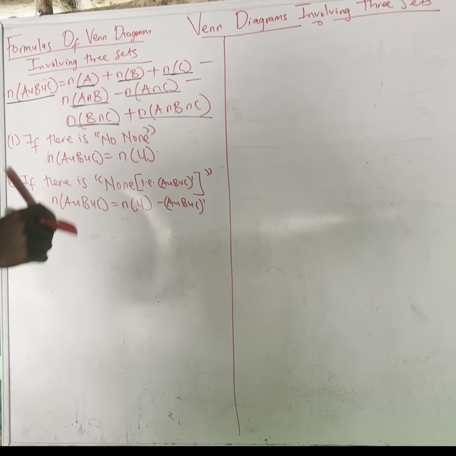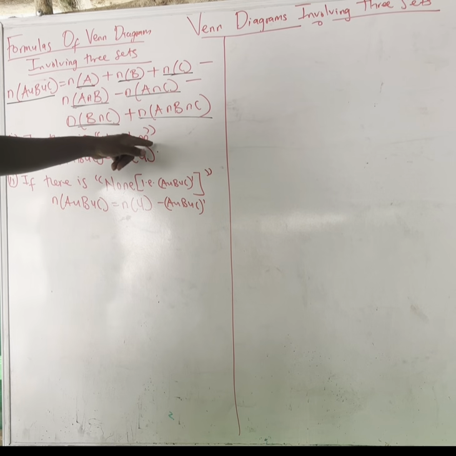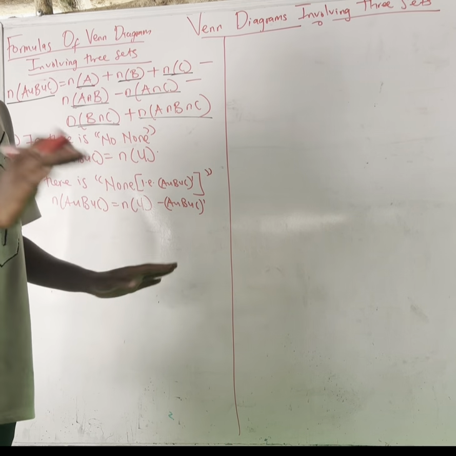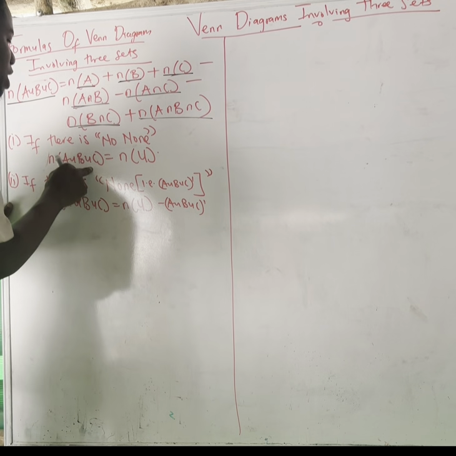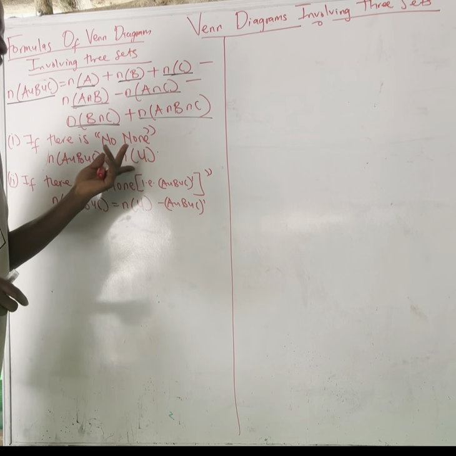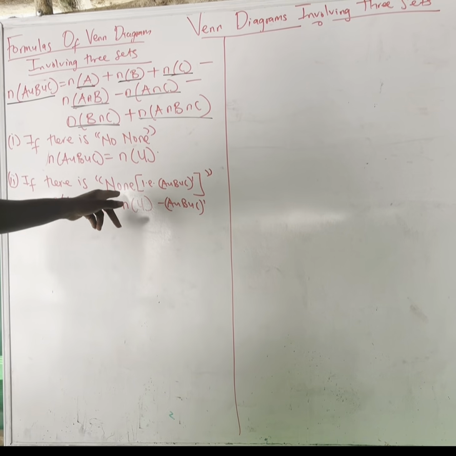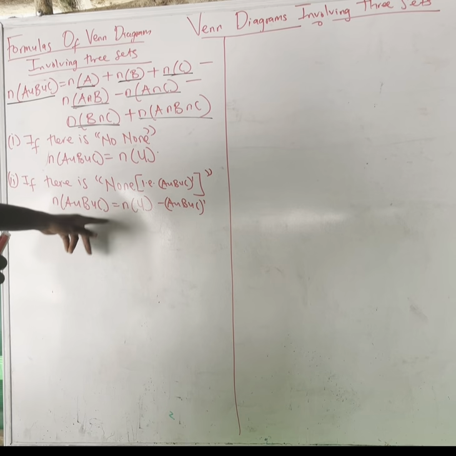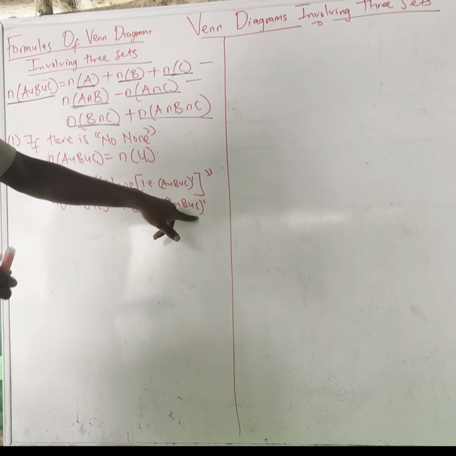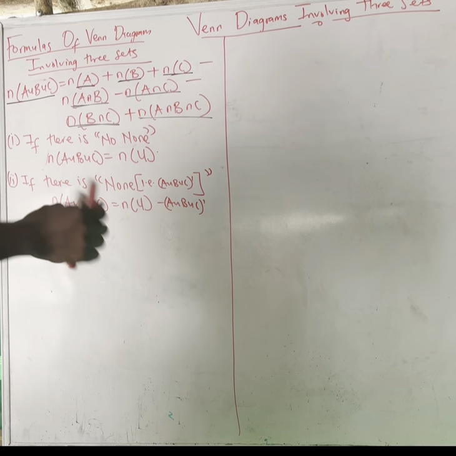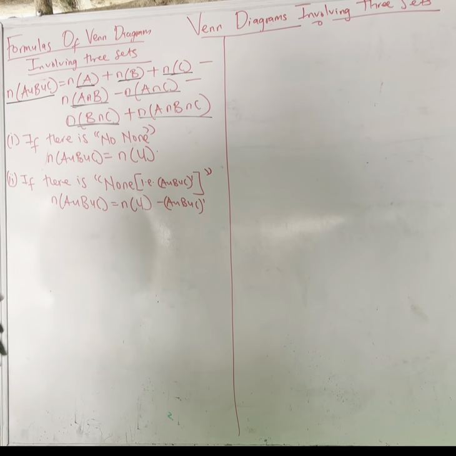The next thing you have to understand is that if there is no none, that is to say, if nothing lies outside the sets, then your A union B union C will equal the universal set. But if there is a none, then your A union B union C will be equal to the universal set minus the none. We usually represent the none as what? A union B union C complement.